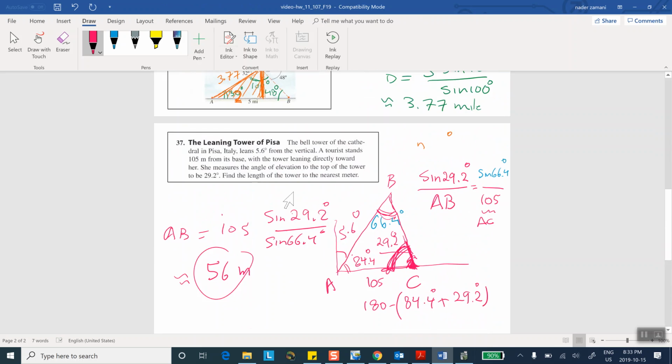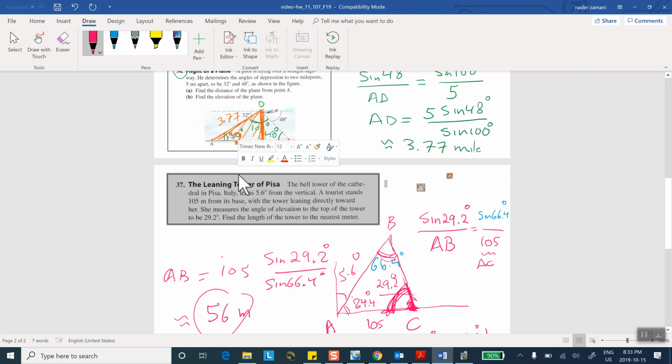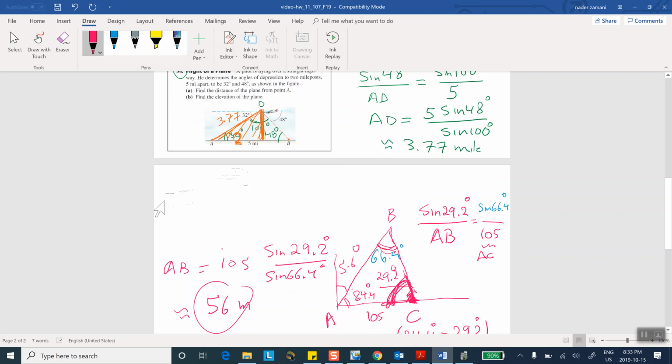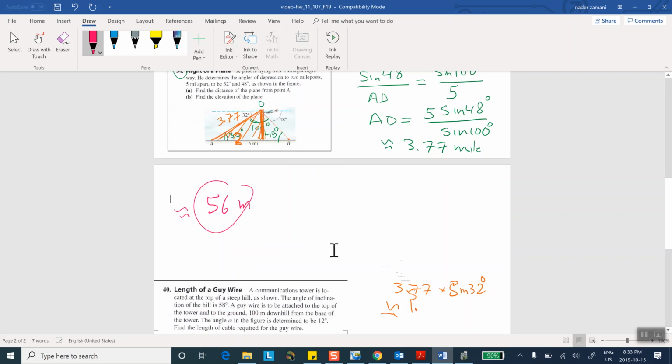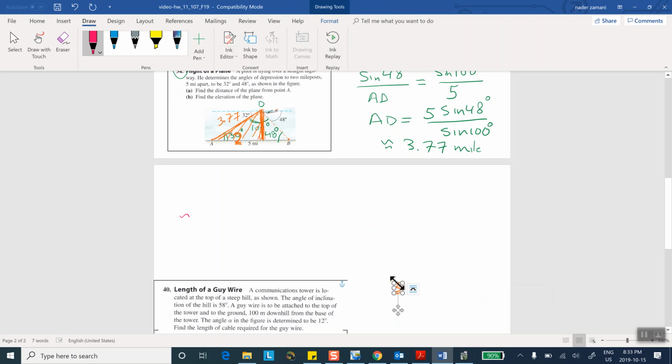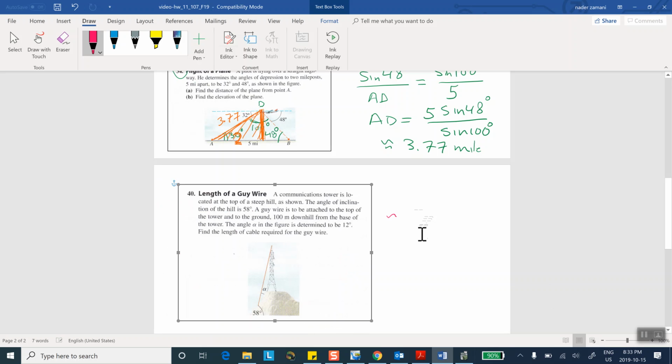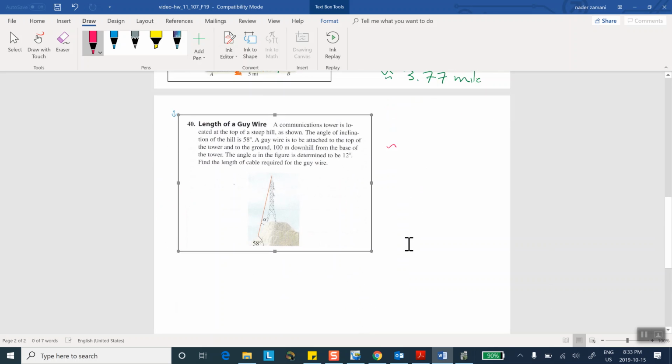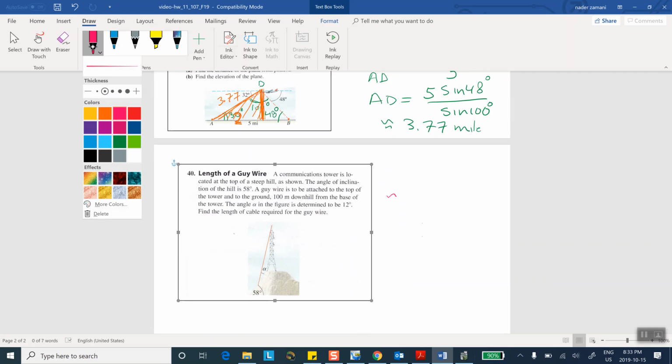You know what? Let's get rid of the stuff. I still have not managed to get a hang of this erasing of these things without too much pain. Okay, let's bring it up here. All right, what have we got? Number 40.